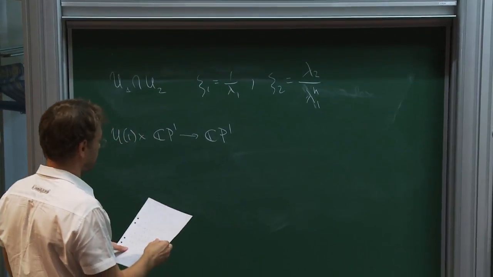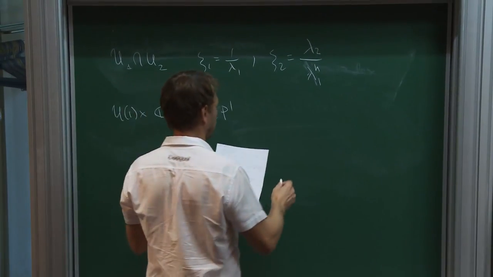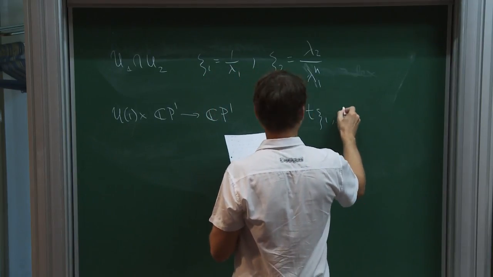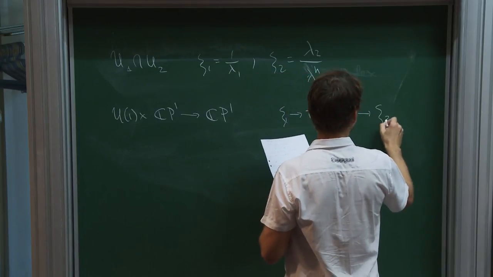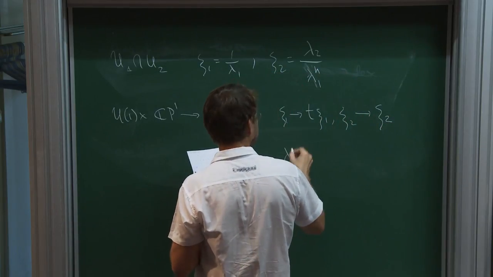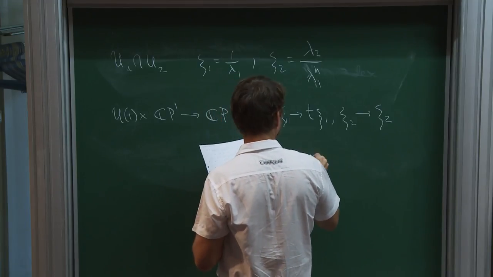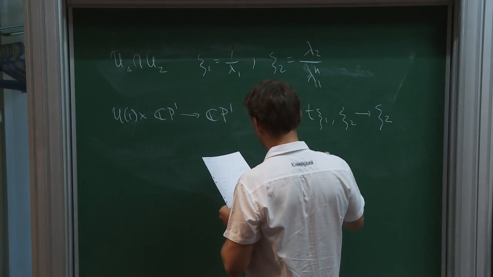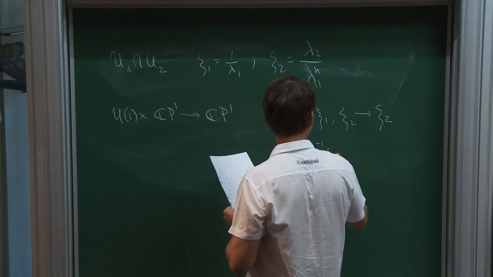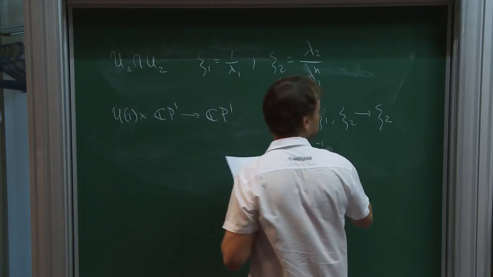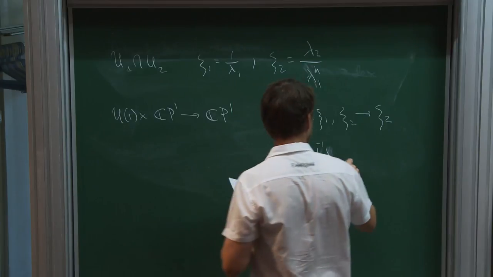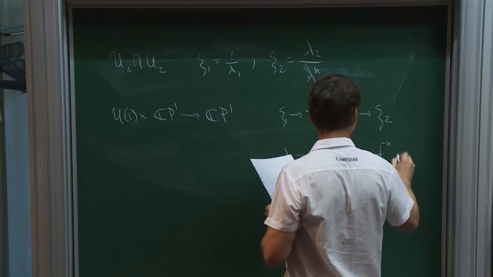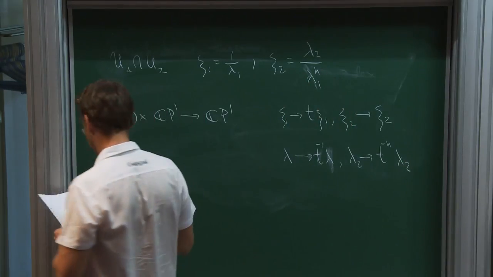So now I have to postulate how the action extends to the whole bundle. So xi1 goes to t xi1, xi2 goes to xi2. And then by transformations, this line I can postulate, but the next line I cannot postulate, it's derivable. It's t^-1 xi, t^-1 lambda. So this is what I wrote over there. But then for this coordinate lambda2, it will be t^-n lambda2. So this is my line bundle.